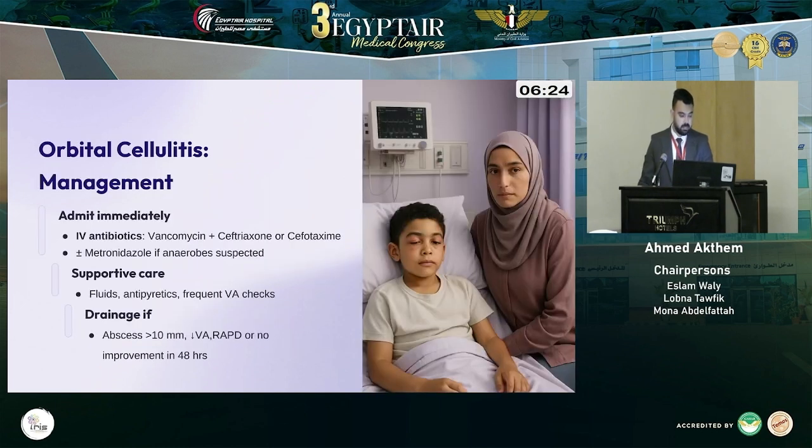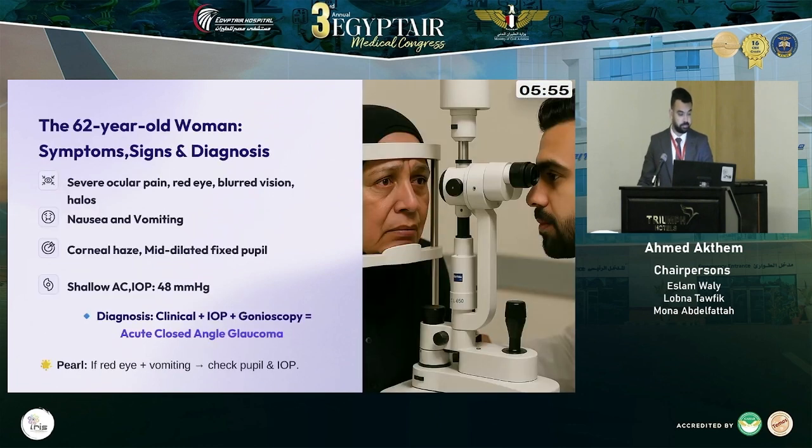So what is the management? The first and most important thing is to admit immediately, and then start the course of IV antibiotics, and we can add metronidazole if anaerobes are suspected. Also, supportive care is important: fluids, antipyretics, frequent visual acuity checks. Drainage in case of abscess when it is more than 10 millimeters, if there is a drop in visual acuity, or rapid or no improvement in 48 hours.